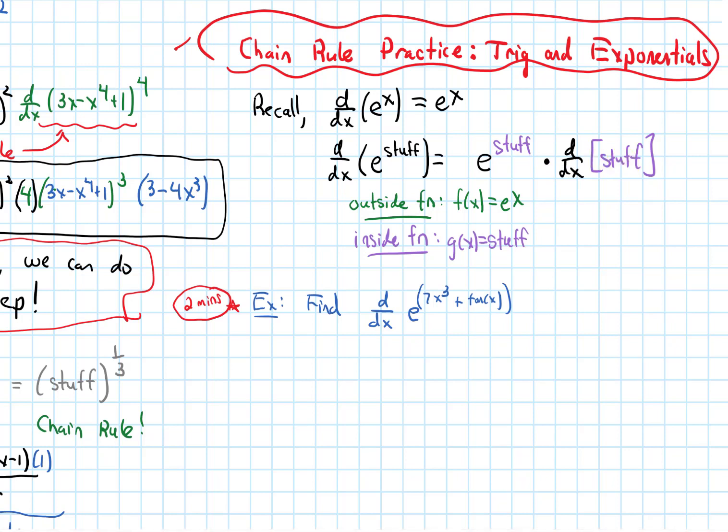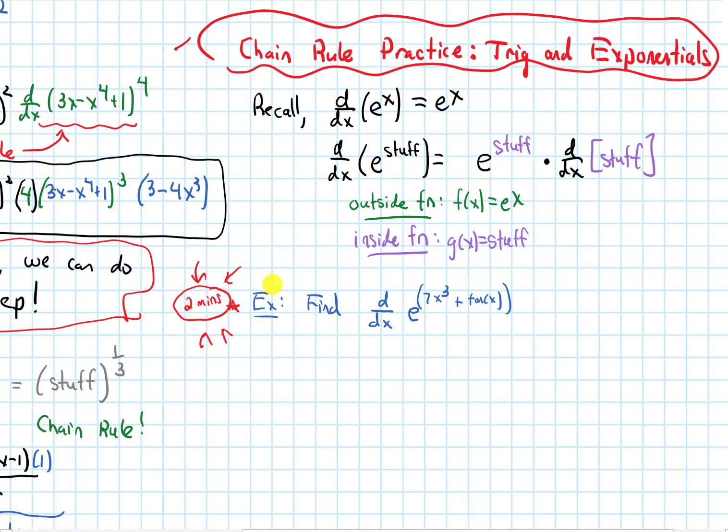So let's look at an example. This first example is not from one of our worksheets. It's just a separate practice problem. We have the derivative of e to the, and the exponent is 7x to the third plus tangent of x. Pause it for 2 minutes to try this on your own.